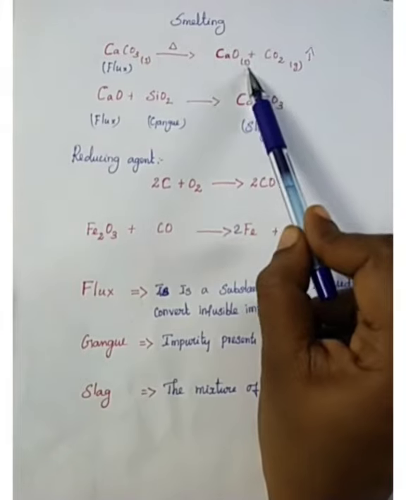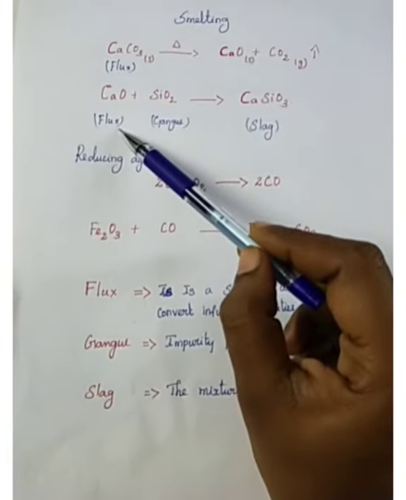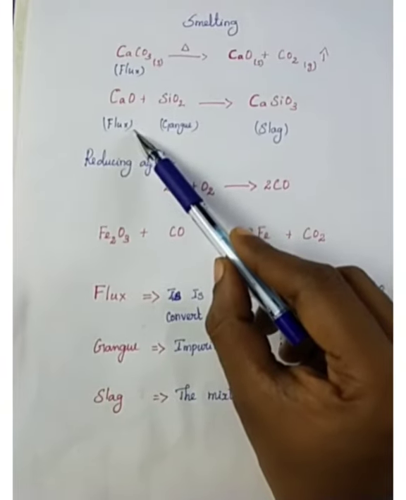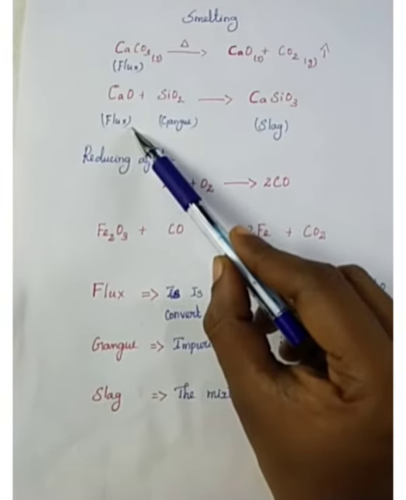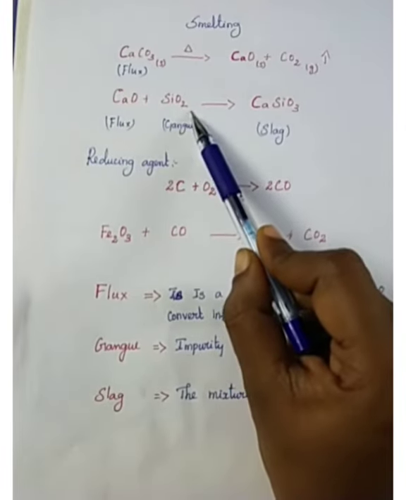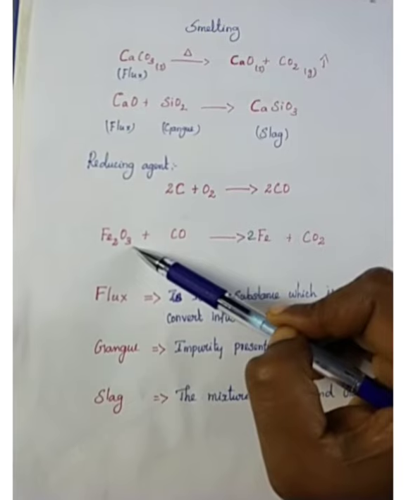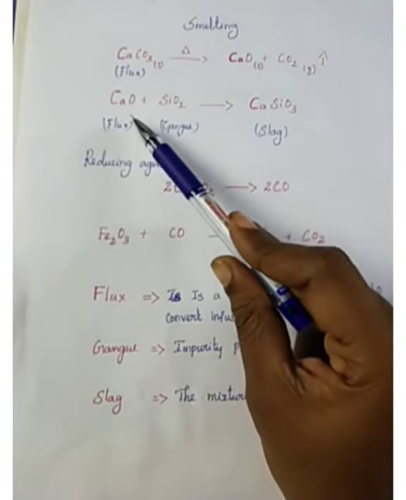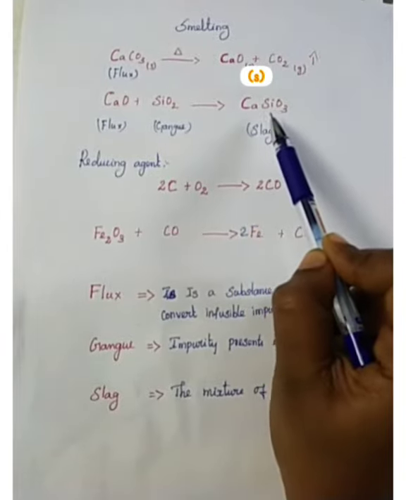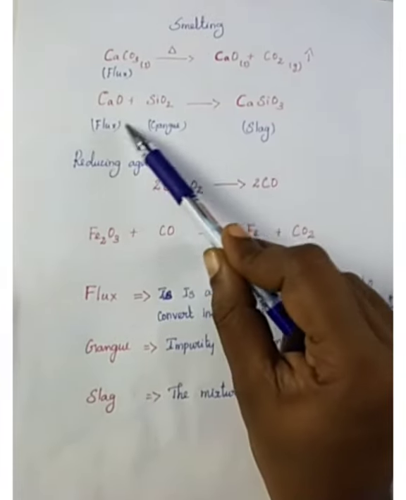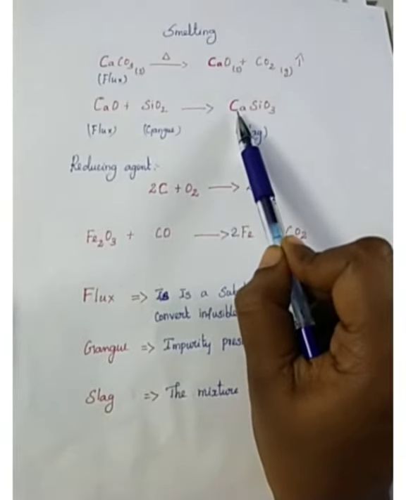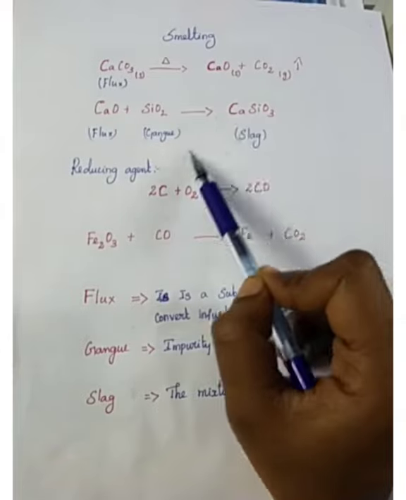This CaO from calcium carbonate acts as a flux. The role of flux is to remove the impurity from the ore. Impurity means gangue. SiO2 is an impurity present in iron ore. CaO reacts with SiO2 and gives CaSiO3. These two reactants just combine together without releasing anything.